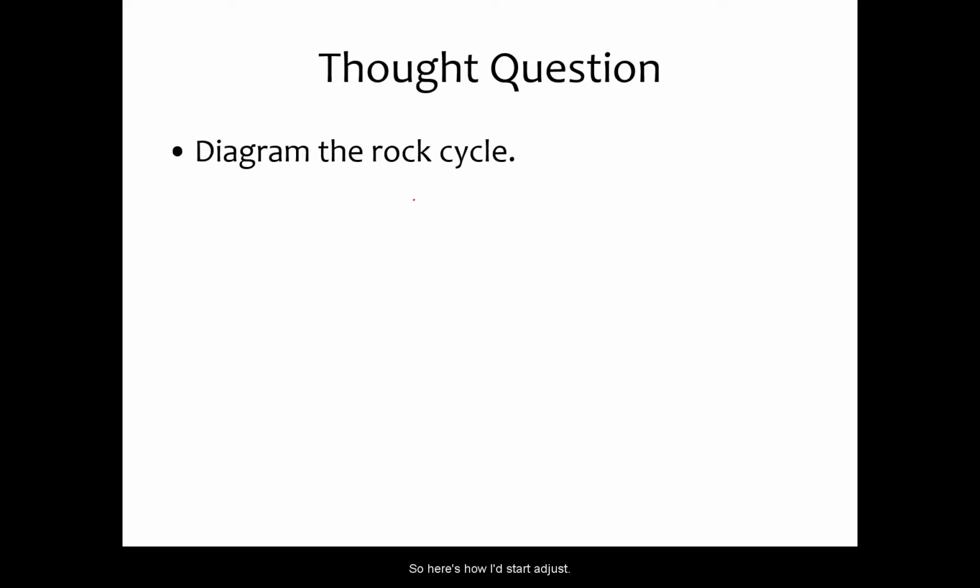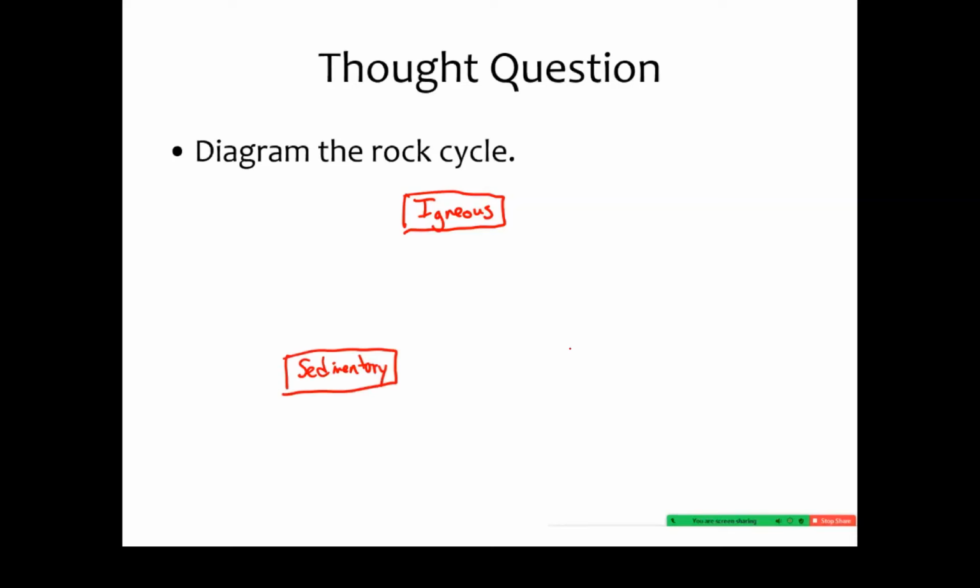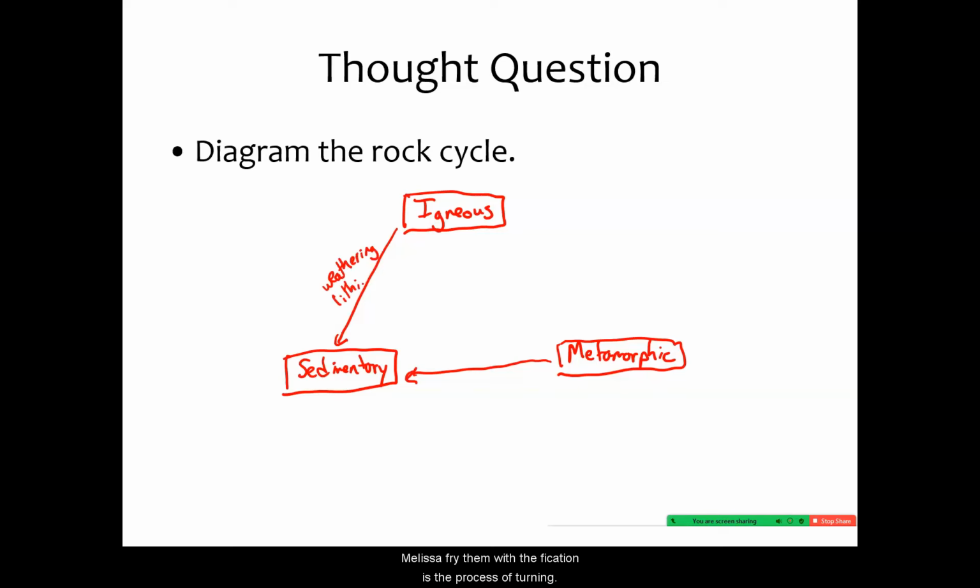So here's how I'd start. I just write my boxes: igneous, sedimentary, metamorphic. And then I'll draw the processes that change one into another. How do we make sedimentary rocks? Weathering, to break them down, and erosion. And eventually we lithify them. Lithification is the process of turning sediments, combining the pieces, into a new rock. Same process down here, weathering and lithification.